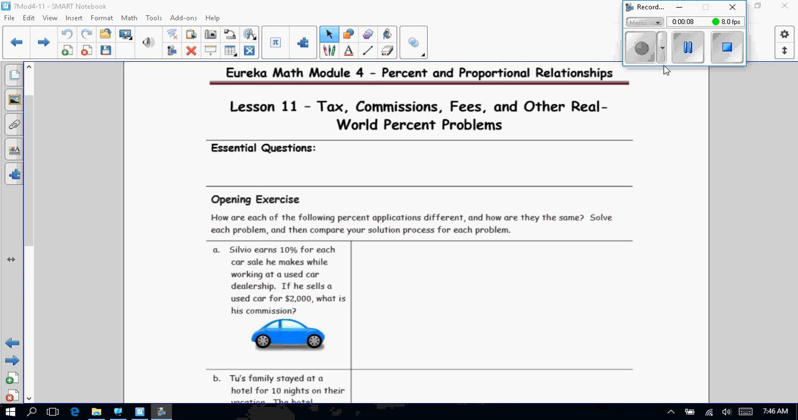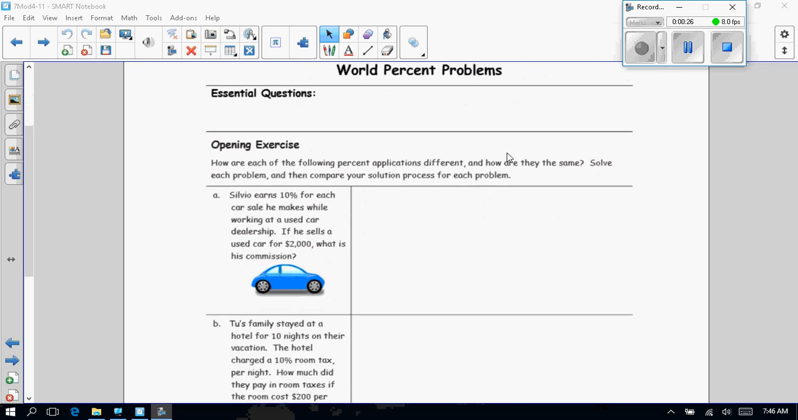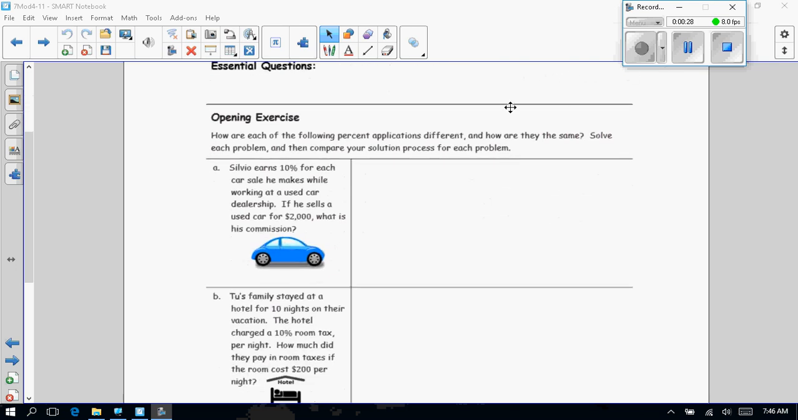If you'll notice, I don't have an essential question today. Ultimately, this lesson is pretty much a review of everything that we have been doing thus far throughout the whole book. We're not learning any new concepts. It's just changing maybe the scenario that it's in. So normally I say let's leave the opening exercise for class, but we're going to do it today, right now. So here we go. How are each of the following percent applications different and how are they the same?